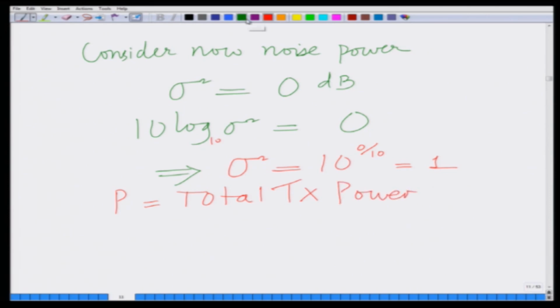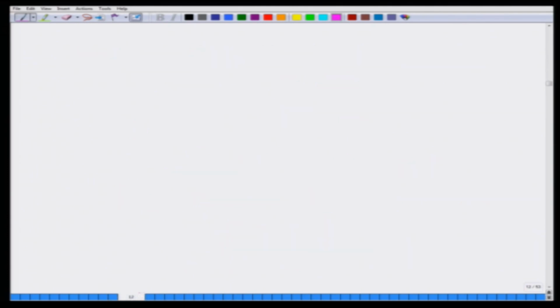Let the total transmit power be equal to 3 dB, which means 10 log to the base 10, P equals 3, which implies P equals 10 to the power 3 by 10, which is approximately equal to 10 to the power of 0.3, which is approximately equal to 2, as we have seen several times. 3 dB equals 2. Therefore, we must have P1 plus P2 plus P3 equals 2.